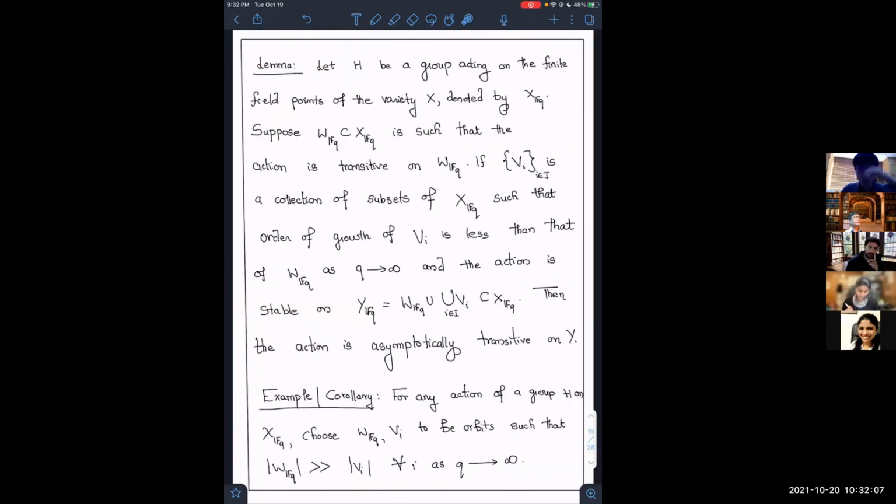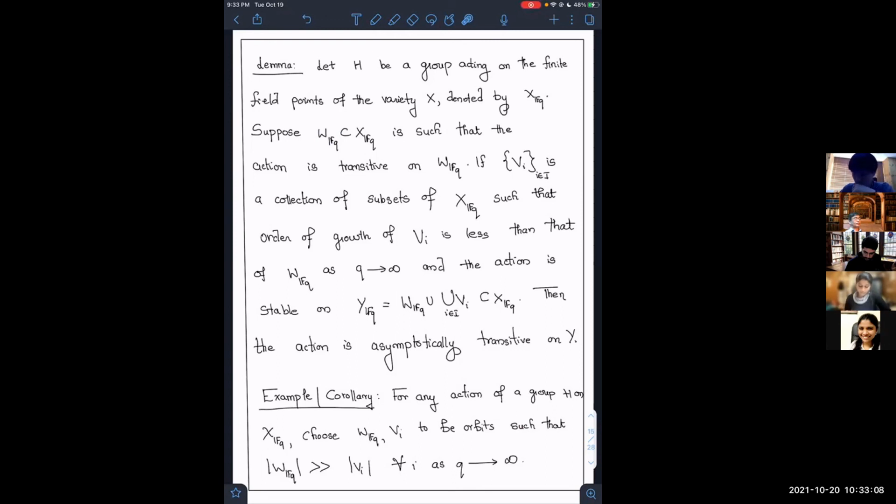Okay. So now, what are some examples, or does it even make sense to think of a concept like asymptotic transitivity, right? So we actually have a lot of cases which are asymptotically transitive. So one way is, suppose we have a group H acting on the finite field points of a variety X, denoted with a subscript FQ, with Q equal to a power of some prime P. And suppose we have a subset of X(FQ), let's call it W, on which this action is transitive.